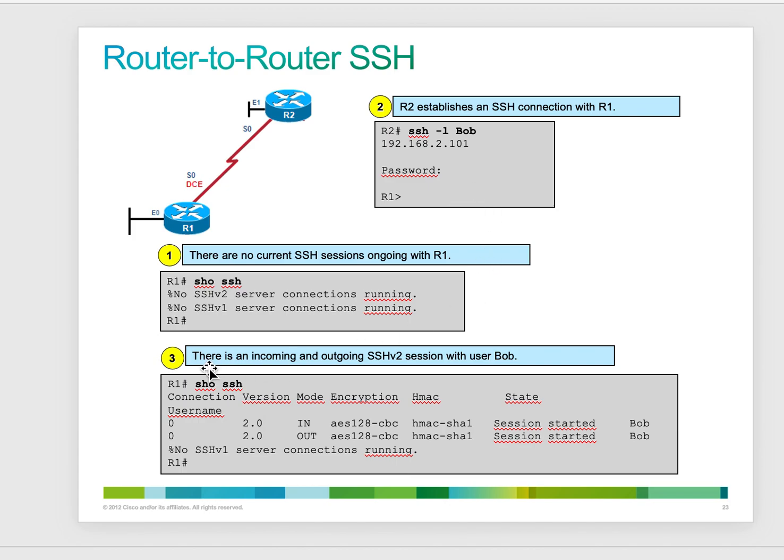In the third case, we said there is an incoming and outgoing SSH version 2 session with the user Bob. In the third case, router 1 hashtag show SSH connection version mode encryption displays that there is SSH with Bob. So you have to configure SSH to create protection for the system or for the network device.